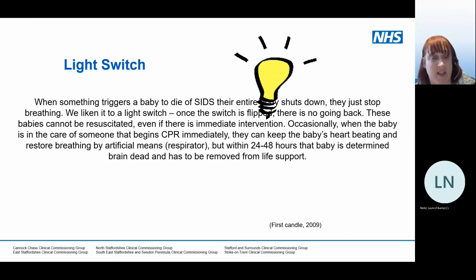On the previous slide, I said that there's an irreversible hypoxic injury to the brain. It means if you are able to respond immediately, begin CPR, keep the baby's heart beating, put the baby on a ventilator, you may be able to return the breath and the circulation to that baby, but the injury to the baby's brain is irreversible, and so the life support has to be withdrawn.